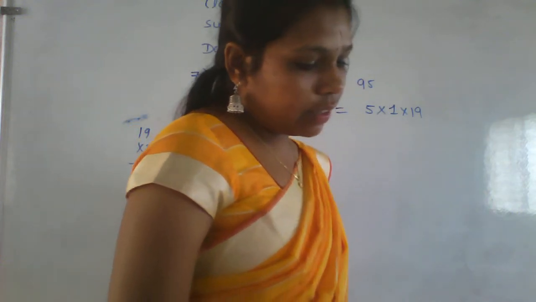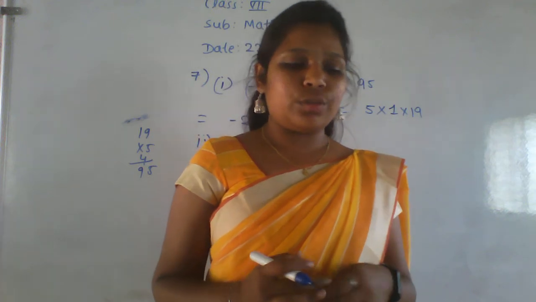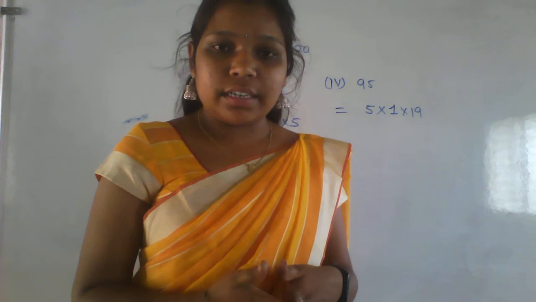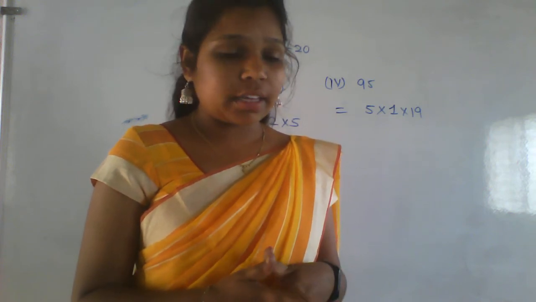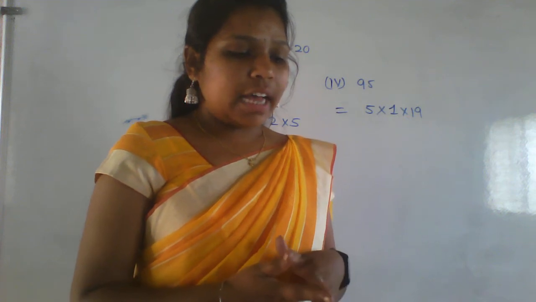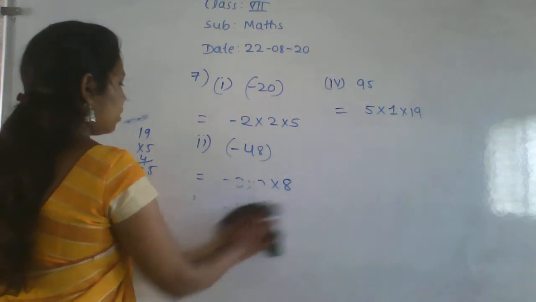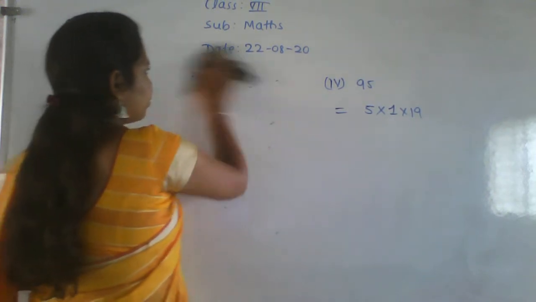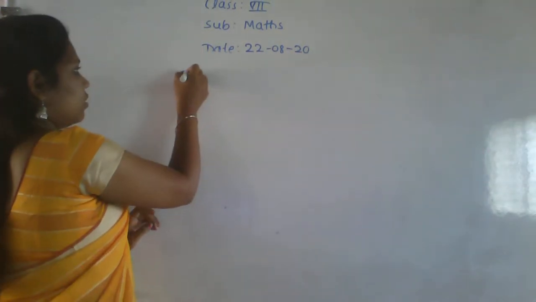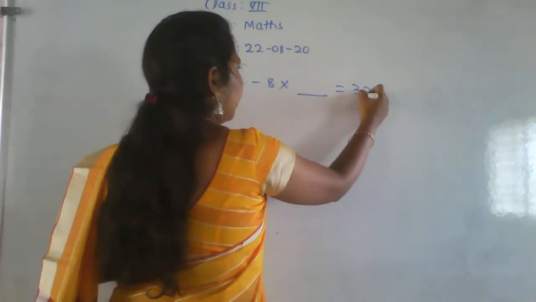Next, the eighth one: replace the blank with the integer to make a true statement. They have given us some blank places here, so you have to fill in the correct integer. That is minus 8 into dash is equal to 32. What are we going to fill in? In 8 main, they gave fill in the blanks here. First one is minus 8 into dash is equal to 32.